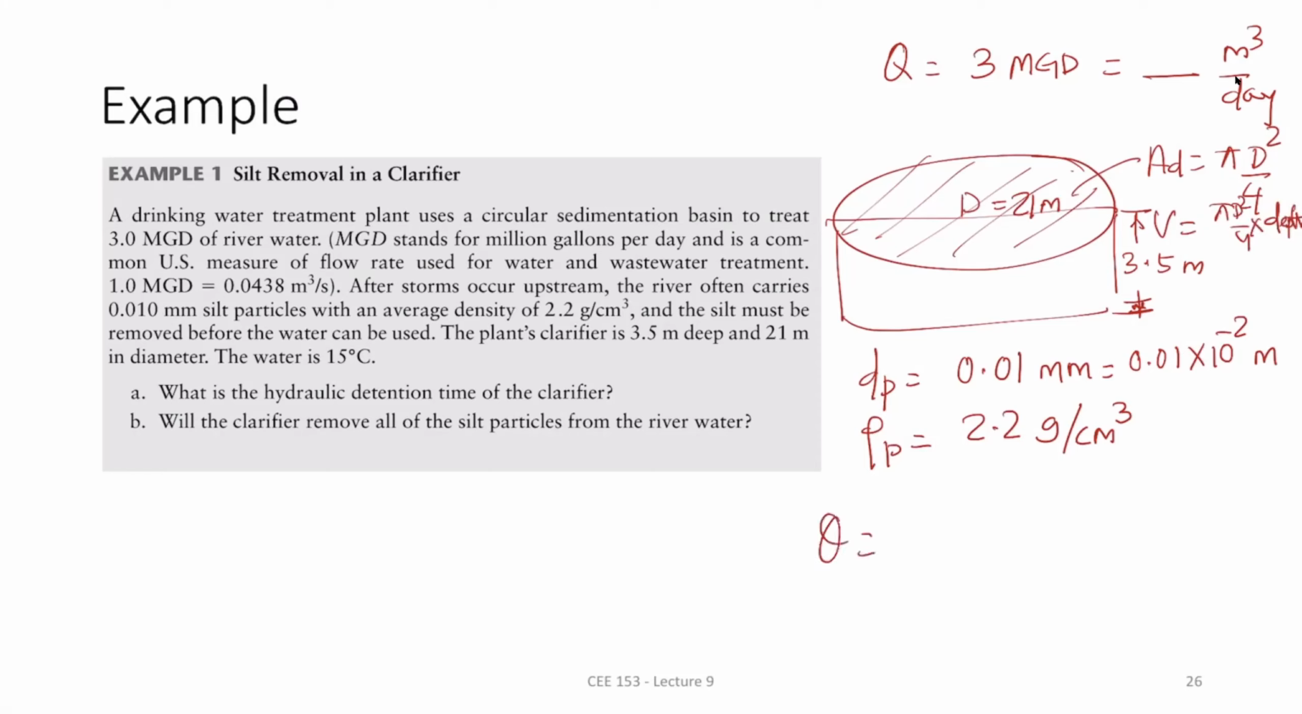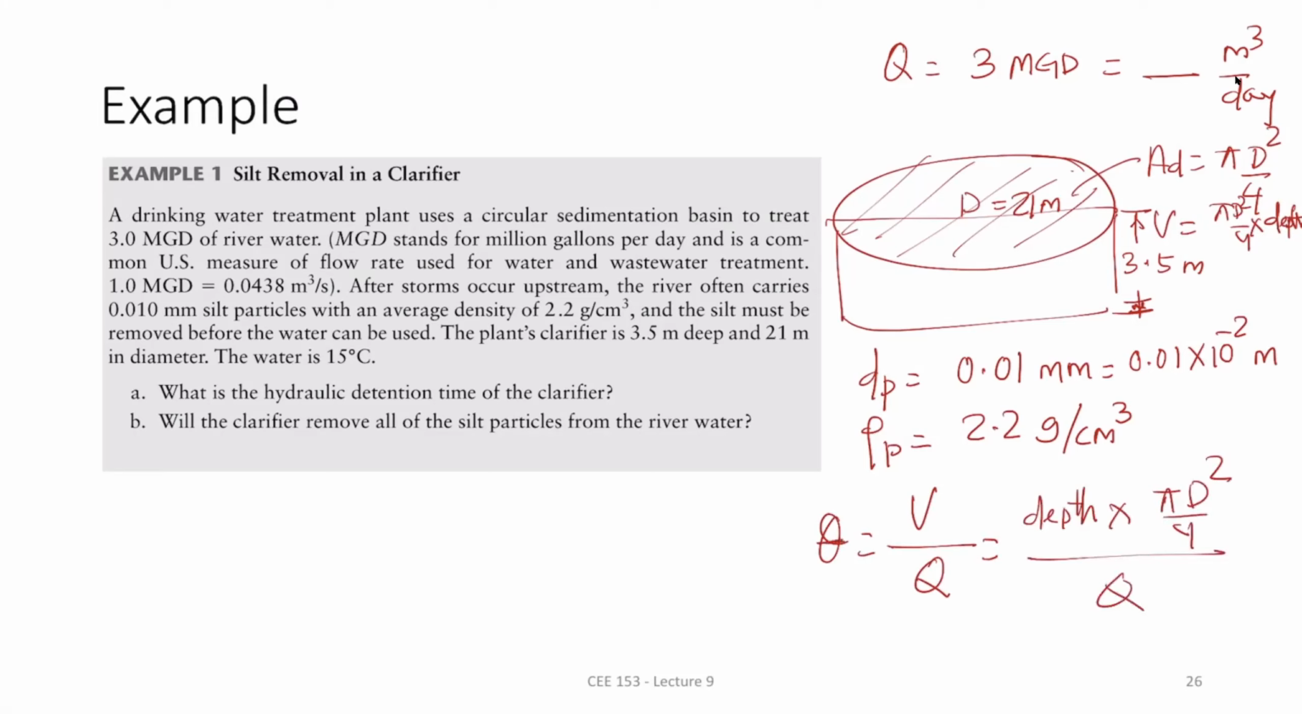Theta is volume divided by flow rate, or the time, hydraulic retention time. So that's given. Again, I'm just going to write it here. So depth times pi d square by 4 divided by Q. Everything is given, so that means you can calculate the hydraulic retention time.